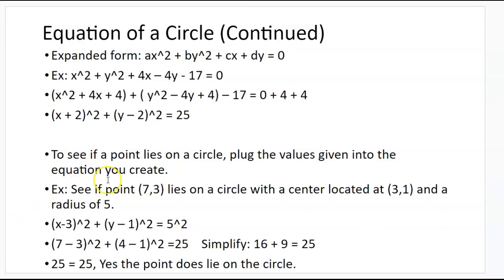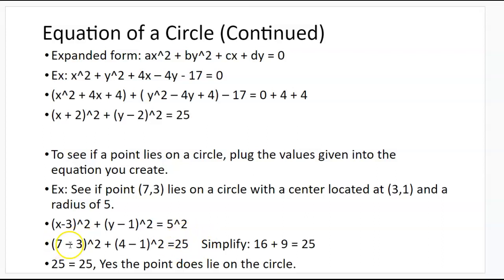So as an example, we need to see if point (7, 4) lies on a circle with its center located at (3, 1) and has a radius of 5. So we derive our standard form equation of the circle, which would be (x - 3)^2 + (y - 1)^2 = 5^2. And so then we plug in our values and simplify the radius.